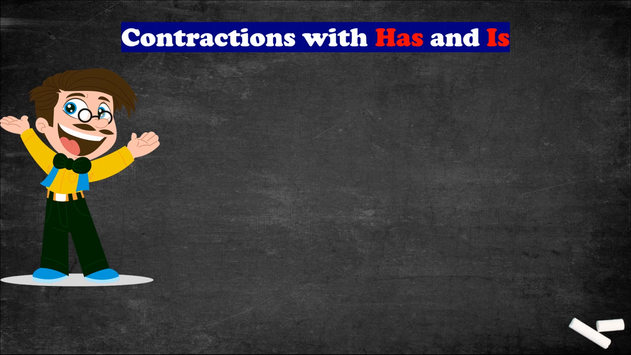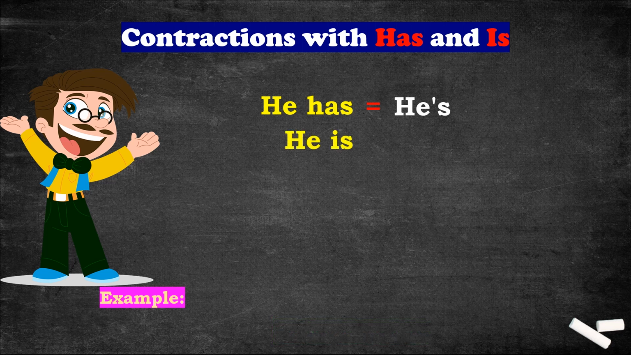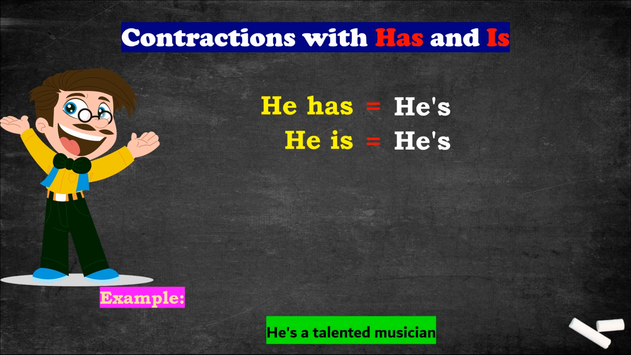Contraction with has and is. Has and is have the same contractions. He has, he's. Example, he's finished his work. He is, he's. He's a talented musician.